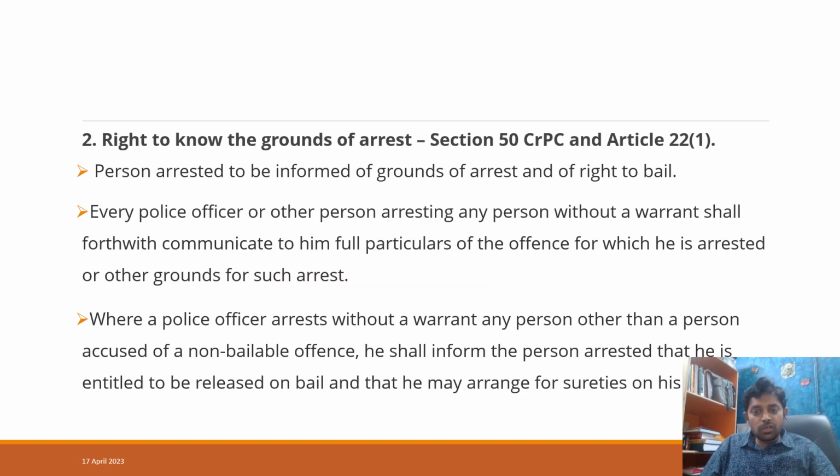Right to know the grounds of arrest. Section 50 CRPC and Article 22(1). The person arrested is to be informed of the grounds of arrest and of the right to bail. Every police officer or other person arresting any person without a warrant shall forthwith communicate to him full particulars of the offence for which he is arrested or other grounds of such arrest.